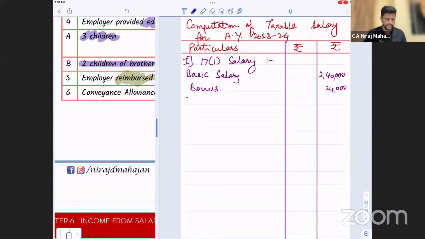whenever you see the allowance word, it is part of 17(1) salary. Okay.